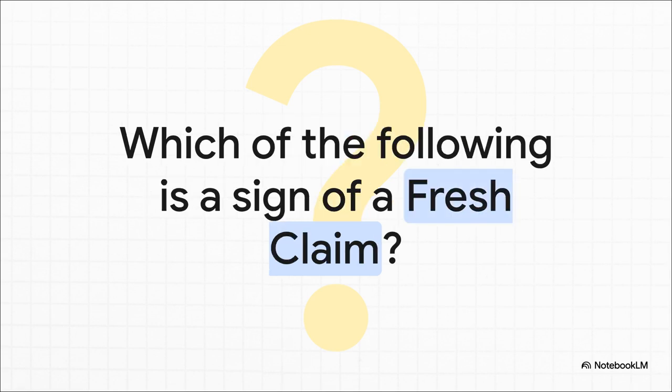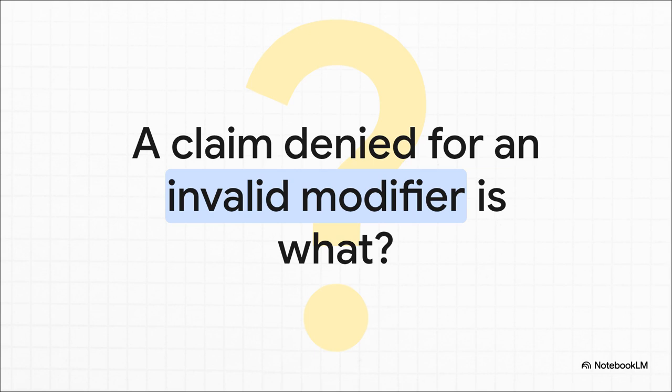Moving right along to question 2. Which of the following is a sign of a fresh claim? Is it A, a partial payment was received, B, there are no previous notes in the comments, or C, it is a corrected charge? Think back to our clean claim checklist. And our final question, question 3, a claim denied for an invalid modifier is classified as what? Is it A, a provider denial, B, a non-denial, or C, a coding denial?